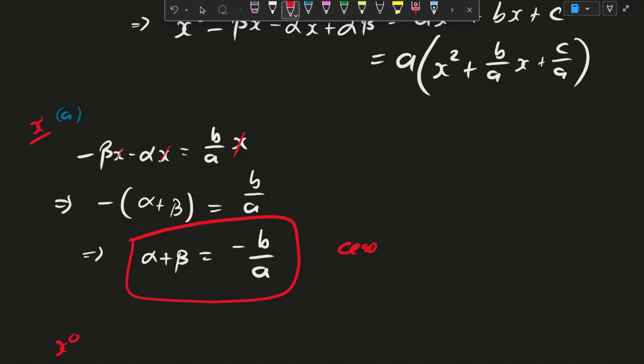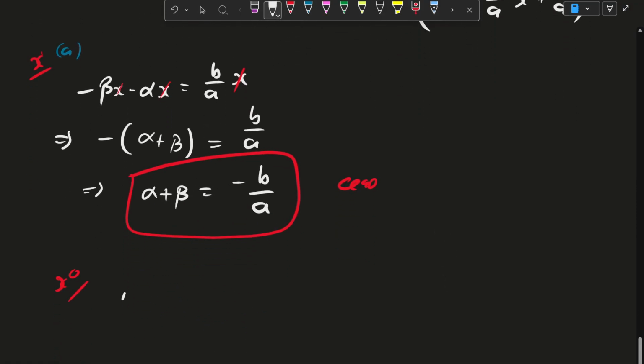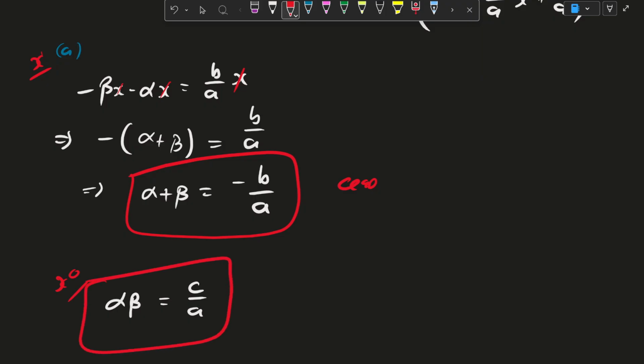Now for the x to the 0 terms, it's pretty much the same thing. On the left-hand side, we have the quantity alpha beta, the product of the two roots, and that's equal to c divided by a on the right-hand side, which is exactly what we want. So again, another QED can be inserted.